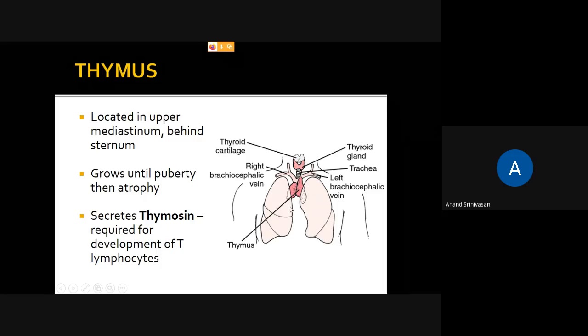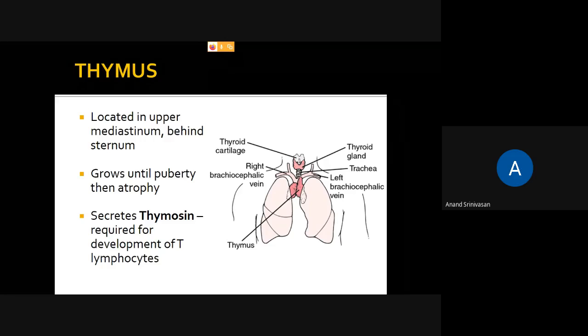And in adults, there is no thymus. Until 12 to 13 years, or probably until 14 years maximum, the thymus can grow, but after which it disappears. When the thymus disappears, the T cells are produced by other organs like the spleen. The spleen takes up the function of the thymus in producing the T cells.